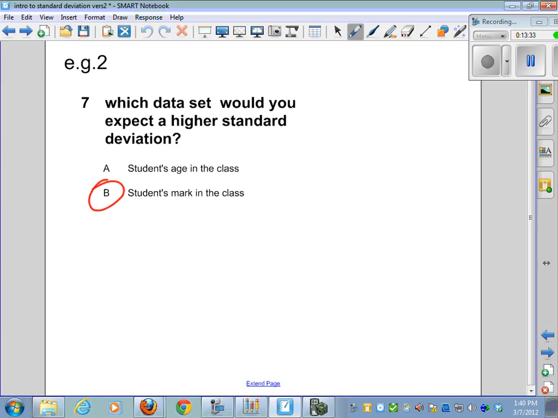This one would have a high standard deviation, this one would have a low one. We would expect everyone's age in here to be relatively similar, 17 or 18. That's next year when you're back here, Steve. That would be a little bit higher. The student's mark in the class would tend to have the higher standard deviation because we'd have anywhere from lower marks to higher marks.